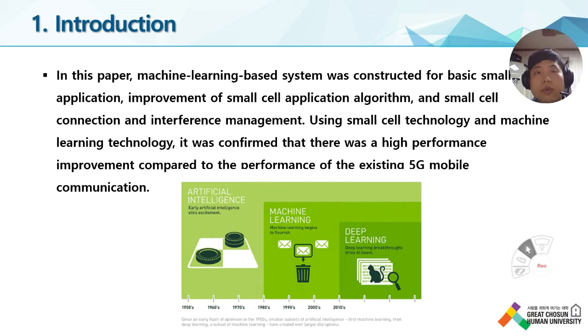In this paper, we tried to improve the existing 5G mobile communication performance by using machine learning technology for basic small cell application and small cell connection. And simulations showed that there was higher performance improvement compared to existing 5G mobile communication technology.